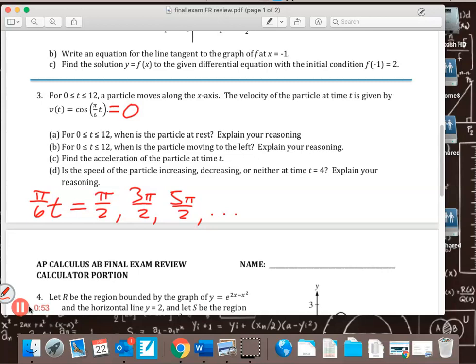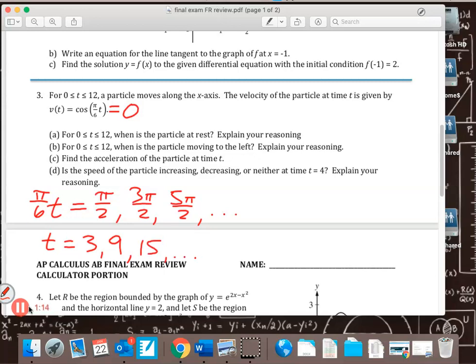All right, so we got that, and then you have to solve for t. To solve for t, you just multiply both sides by 6 over pi. When you multiply this by 6 over pi, the pi's cancel. You get 6 over 2, which is 3. Here, you get 18 over 2, which is 9. Here, you get 30 over 2, which is 15.